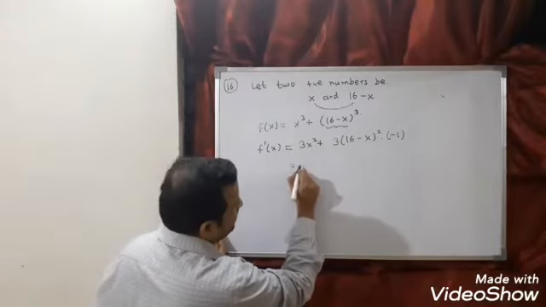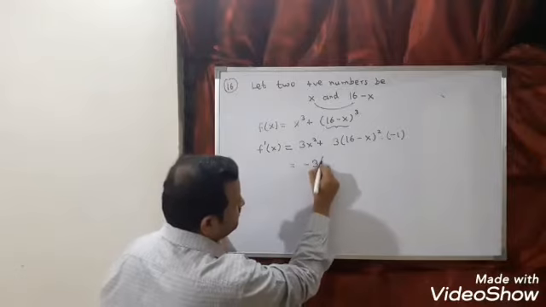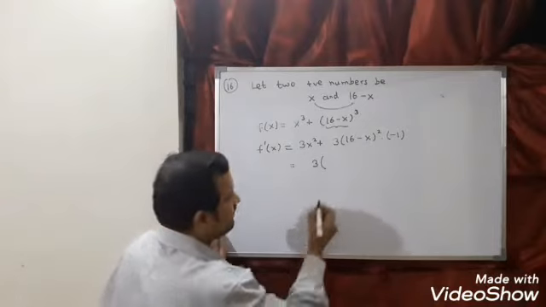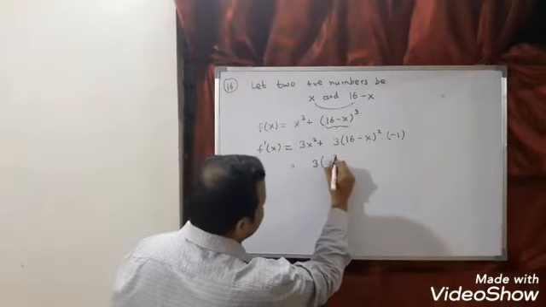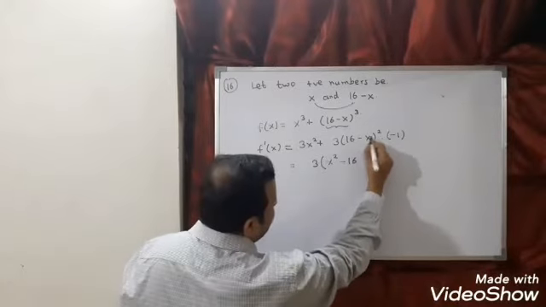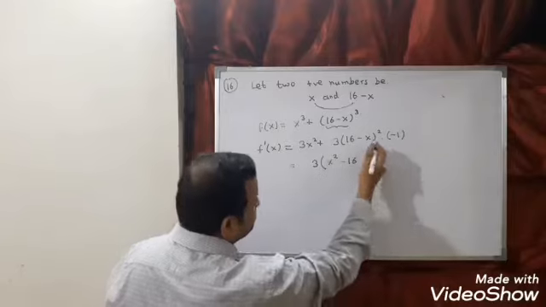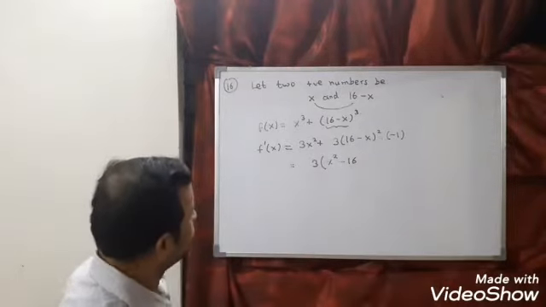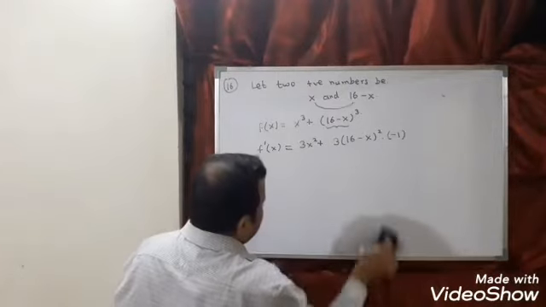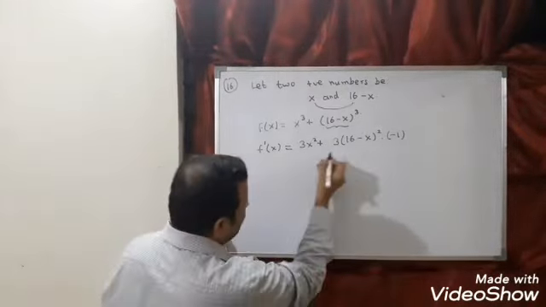So what I am doing here is taking 3 common. What you will get is x square, and multiplying minus 16 and minus... I think we have to expand this. Yes, so we have to expand this. Let us expand first, and after that we will see.